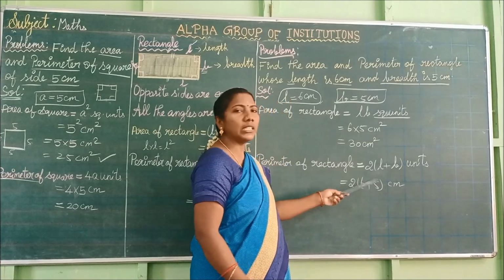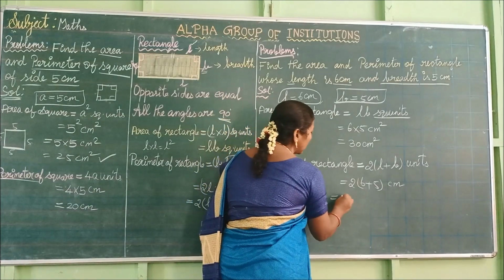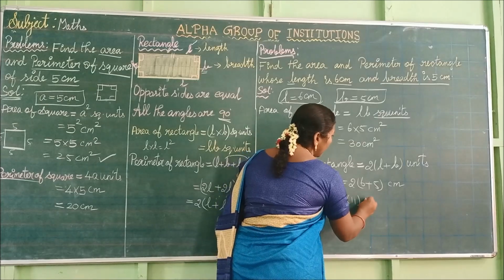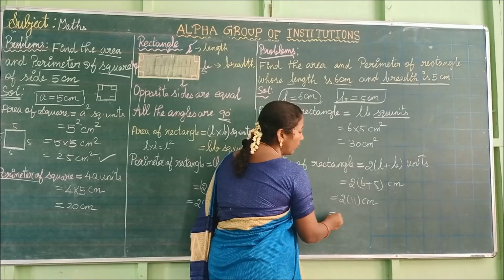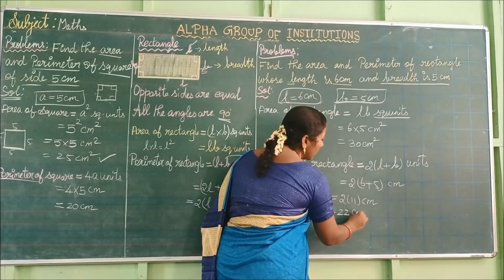First you have to add 6 and 5. So what is the value of 6 plus 5? 11. So 2 into 11 centimeter. 2 into 11, 22 centimeter.